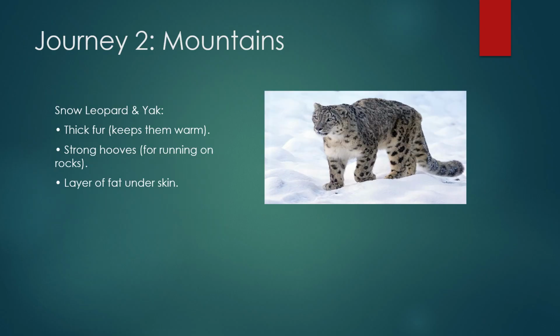Okay, it's getting too hot. Let's fly to the mountains. Bruh, it's freezing cold here and very windy. How do animals like the snow leopard or yak live here? They wear a thick coat. Their bodies are covered with long hair and thick fur to keep them warm. The mountain goat has strong hooves so it can run on the rocky slopes without slipping.